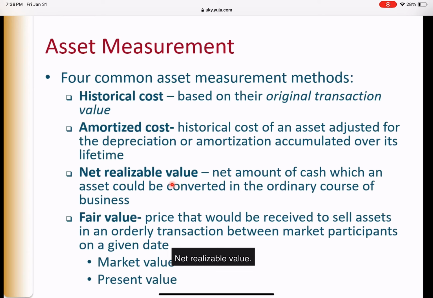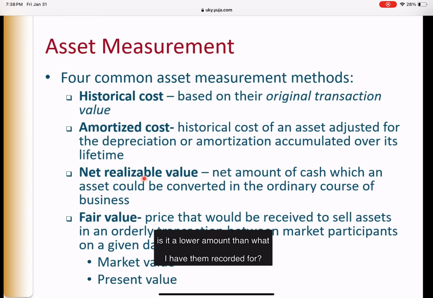Net realizable value, when do we do that? Well, what is it, first of all? It's the net amount of cash which an asset could be converted to in the ordinary course of business. So when we say net realizable value, oftentimes your inventory is valued at that. Where you say at the end of the year, what I can get for this inventory, is it a lower amount than what I have them recorded for? And the answer might be yes, especially if replacement prices actually have gone down. Don't assume everything is subject to inflation.